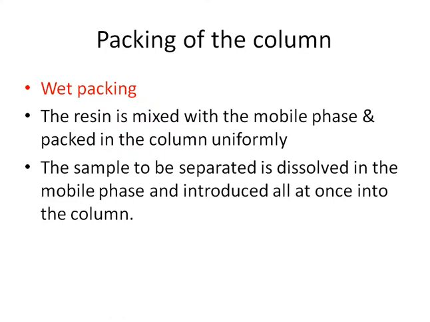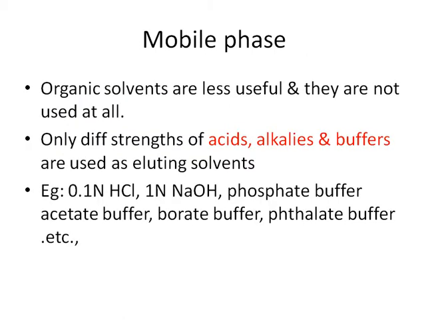Packing of the column is by wet packing, where the resin is mixed with the mobile phase and packed in the column uniformly. The sample to be separated is dissolved in the mobile phase and introduced all at once into the column. Organic solvents are less useful as mobile phase and are not used at all. Only different strengths of acids, alkalis, and buffers are used as eluting solvents.